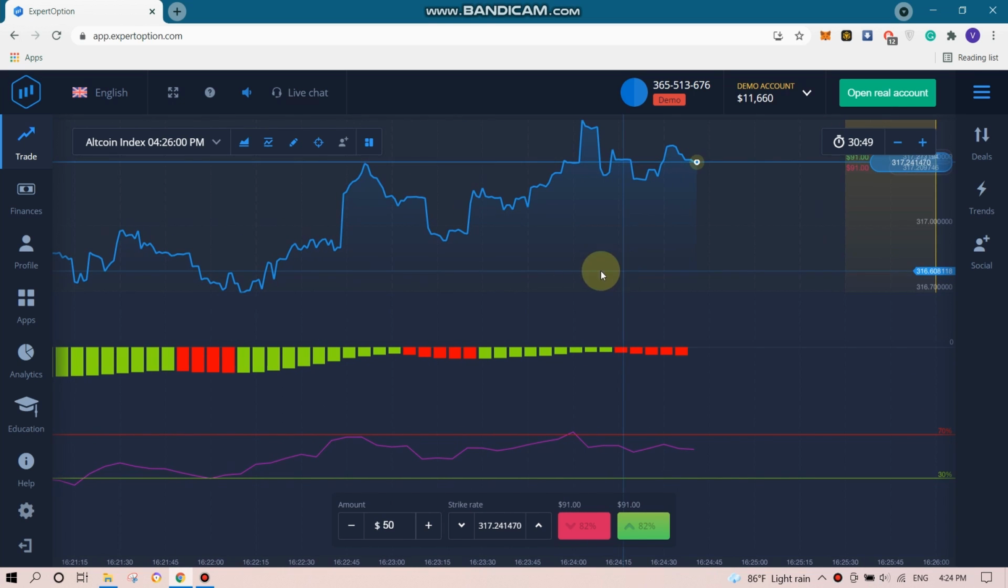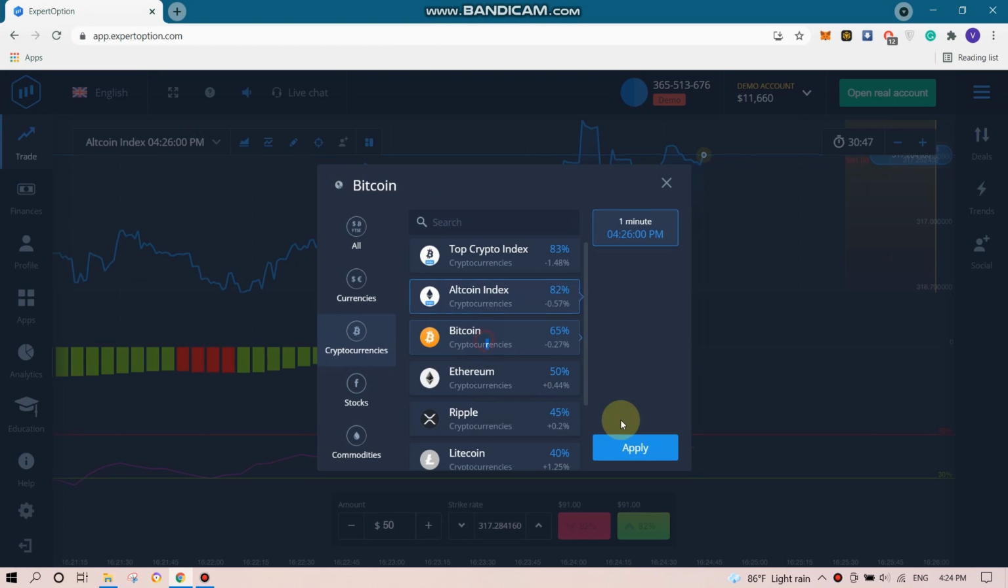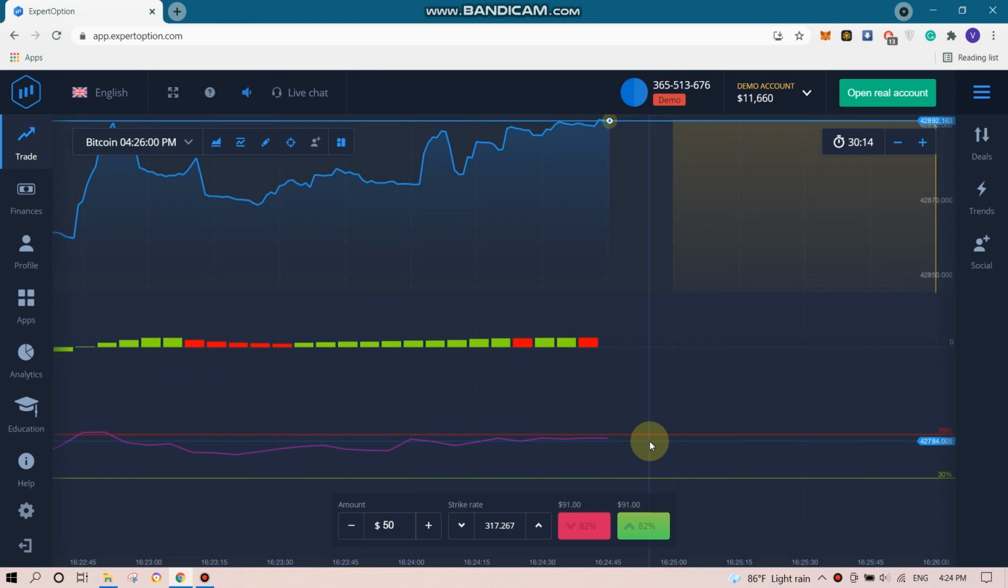When you're using this strategy, you must select a market with spikes in it. Don't choose markets like this.